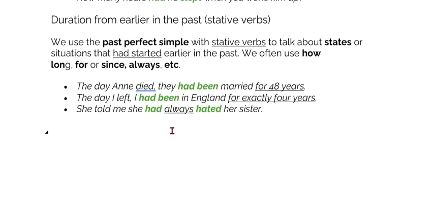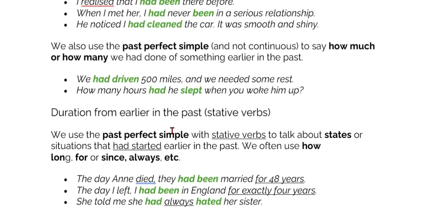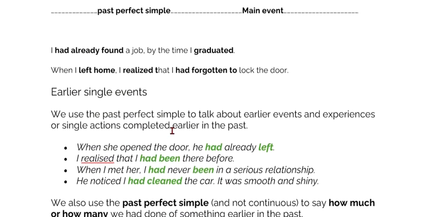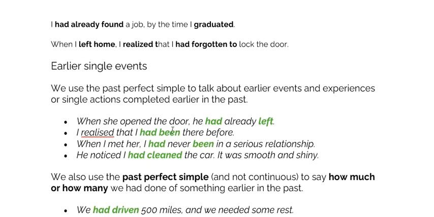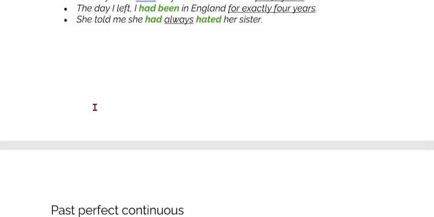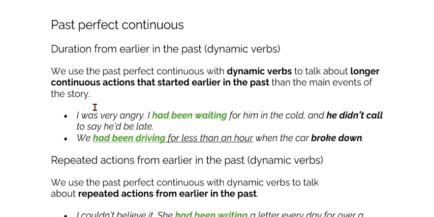Okay, and I told you that we can use past perfect simple with stative verbs as well. Also, we can use past perfect continuous. Past perfect continuous can be used with dynamic verbs only because we need ing verbs, verbs that can take ing, and state verbs cannot take ing. So we have to use action verbs.